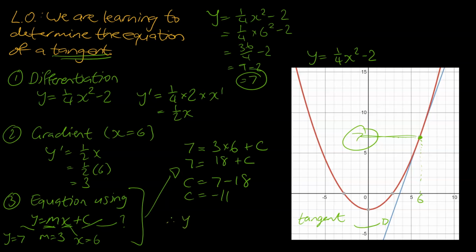So therefore, the equation of the tangent, y is equal to 3x minus 11. And that 3 is the gradient that we calculated in step 2, which I've just circled. And the 11, that's the c value, which we just calculated above.